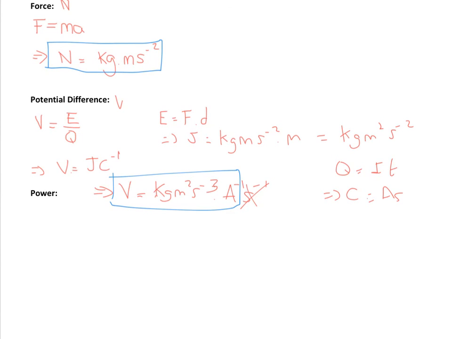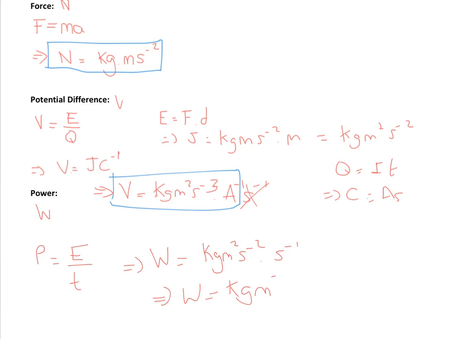Okay, so power we know is in watts, and power is the energy per second. So energy divided by time. What does that mean? That means a watt is energy. So what did we have? Energy it was kilogram meter squared s to the minus 2 divided by time. So s to the minus 1. So a watt is kilogram meters squared s to the minus 3.